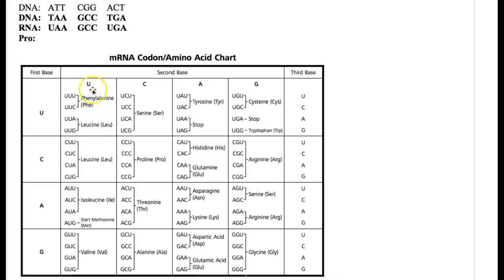UAA. If you look in this chart, U first base, second base, look this way, UA. Now you find UAA is leucine, so LEU, and then GCC. You find on the left side G, second base, look to the right, C, GCC right here, alanine, ALA. And then we have the last one, UGA. U on the left side, G over here, and UGA. Stop. This works perfectly. So as you can see in this chart, there are some stop codons.